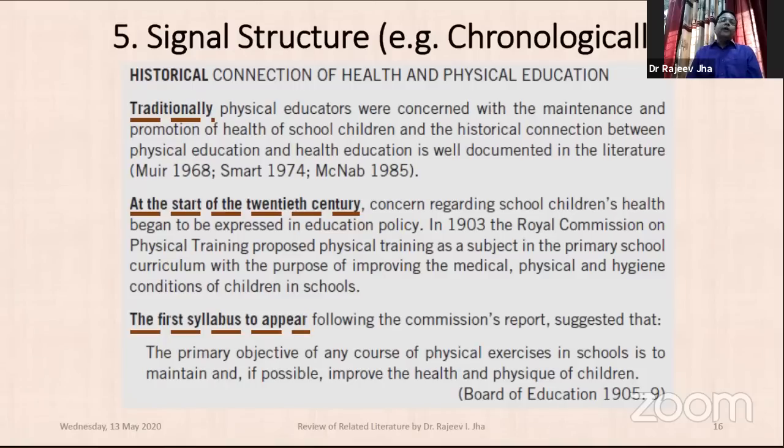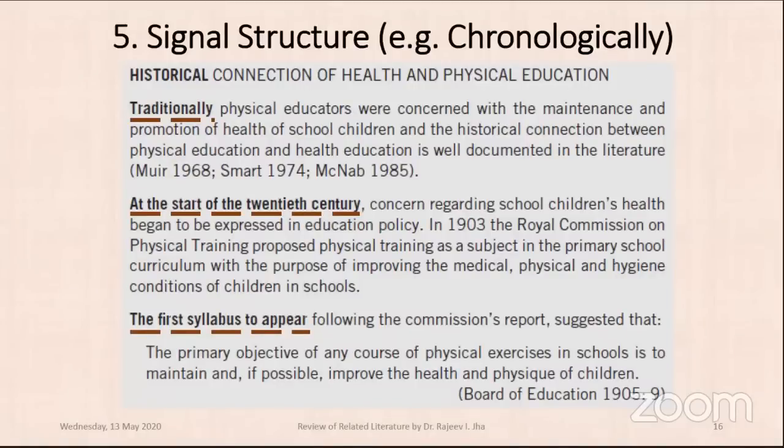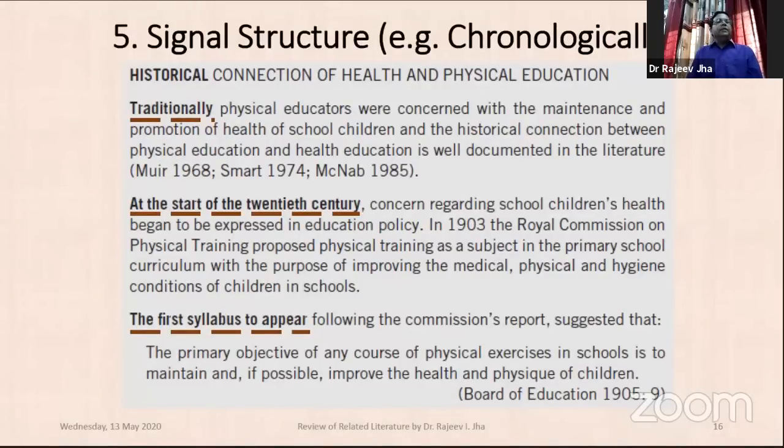So traditionally, what has been the case, and you cite the appropriate references. At the start of the 20th century, once again, you then from tradition, you move towards a little later, 20th century, and then you talk about the first syllabus appeared. So this is how you have to transition chronologically the write-up, the review of the related literature in the chapter or in the article. Next slide.